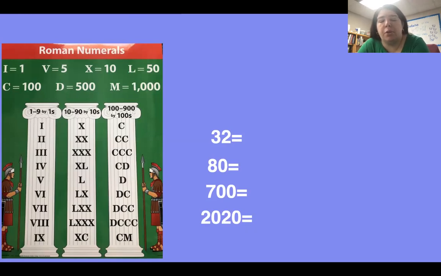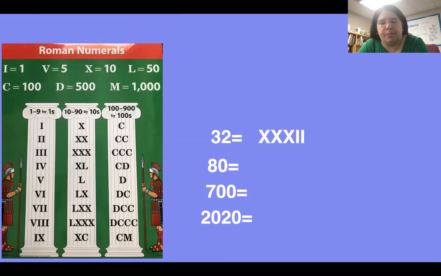Let's remember how to do number 32. Remember, there's some rules to these Roman numerals. You don't want to use more than 3 at a time of the same letter. So 30 would be 3 X's. And how about 2? 2 I's. Very good. So it will look like that: X, X, X, I, I.